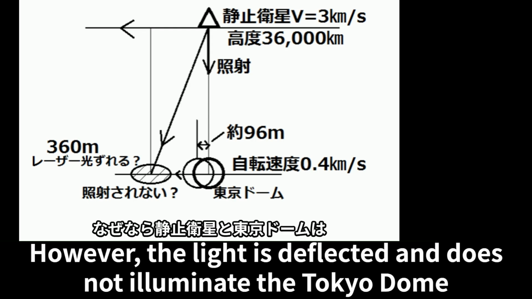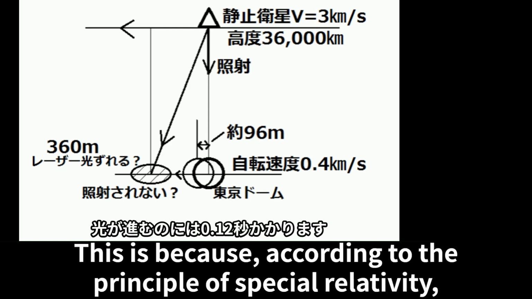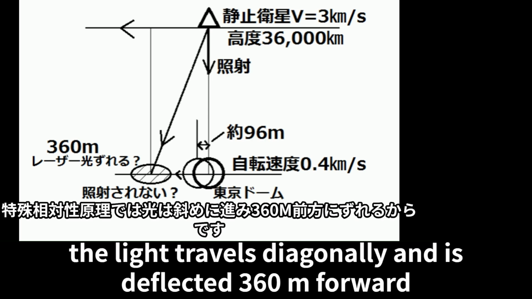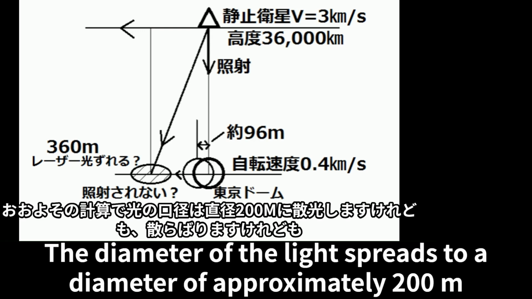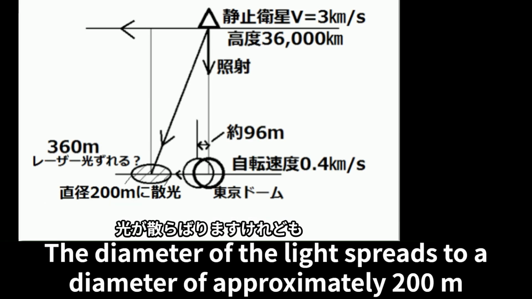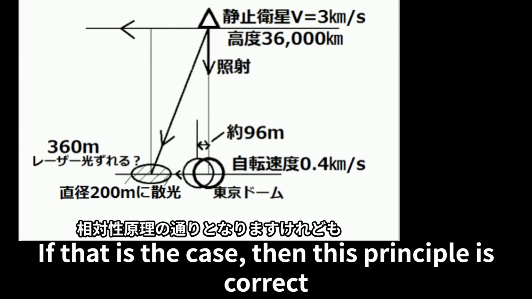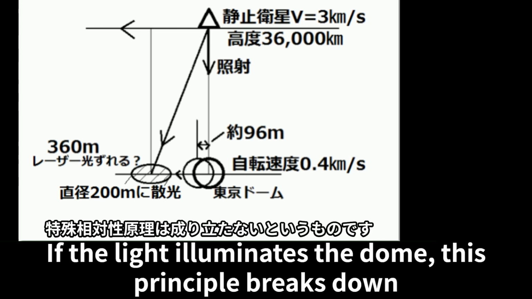However, the light is deflected and does not illuminate the Tokyo Dome. This is because, according to the principle of special relativity, the light travels diagonally and is deflected 360 meters forward. The diameter of the light spreads to approximately 200 meters. The dome only travels 48 meters, so it does not illuminate. If that is the case, then this principle is correct. If the light illuminates the dome, this principle breaks down.